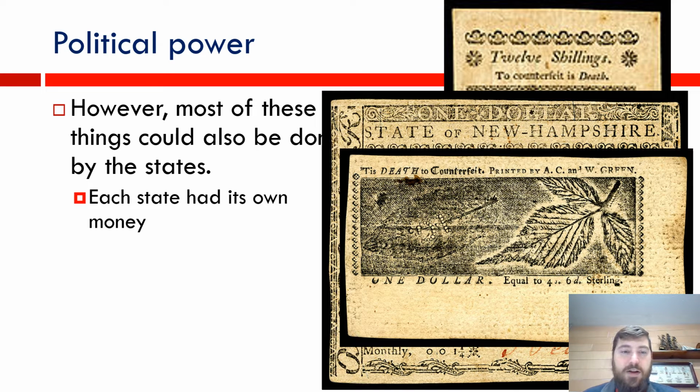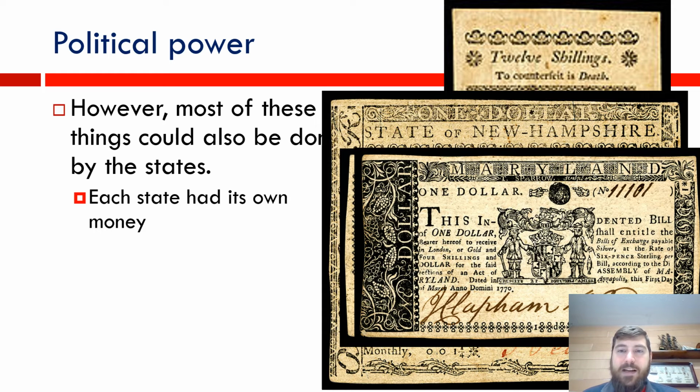Here is another piece of paper money. 'Tis death to counterfeit. They're very serious about that. Here's Maryland. This indented bill of $1 shall entitle the bearer to receive bills of exchange in London or gold and silver. So you can actually exchange this piece of paper for gold and silver. Can't do that today.